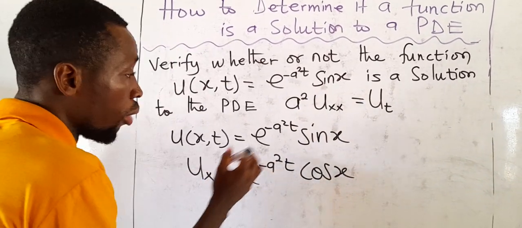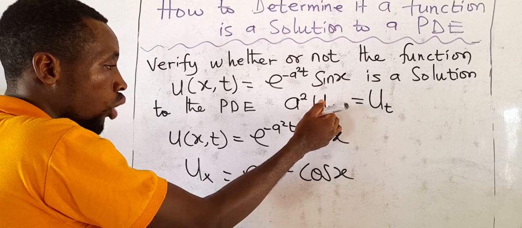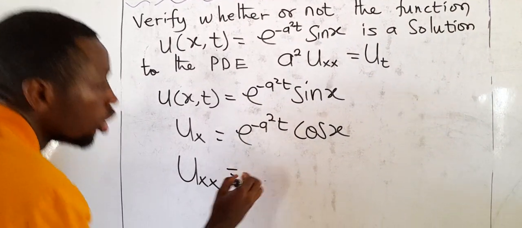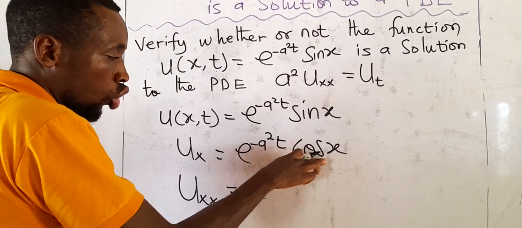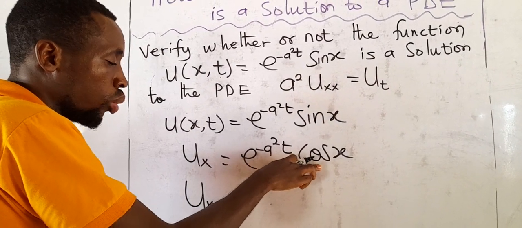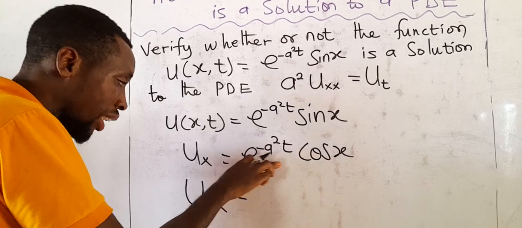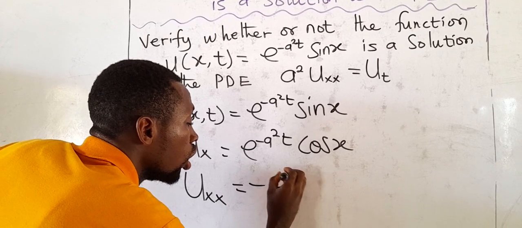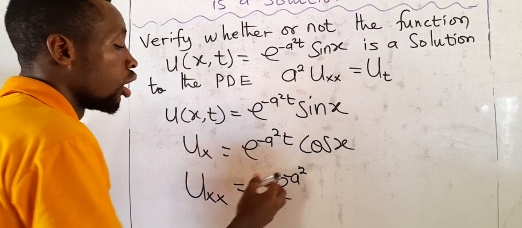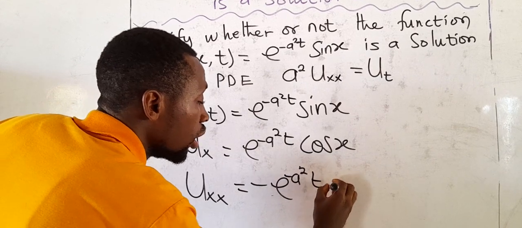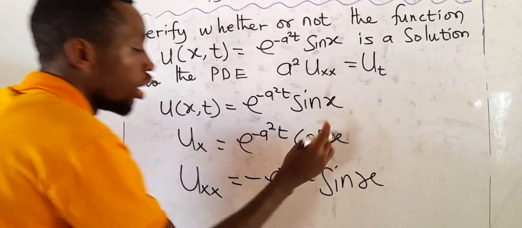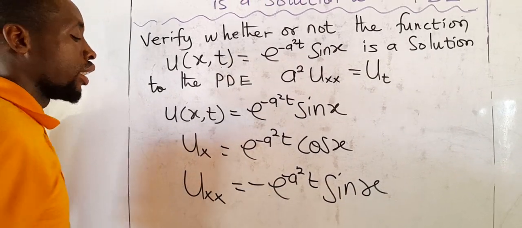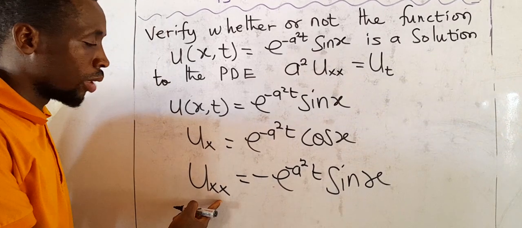Now remember, it's the partial differentiation of u with respect to x twice. So we differentiate again. When we differentiate cos, what do we get this time around? It will be negative sine. Remember, this is also constant again. So we have negative e exponent negative a squared t sine x. The differential of cos is negative sine. So this is the partial differentiation of u with respect to x twice.